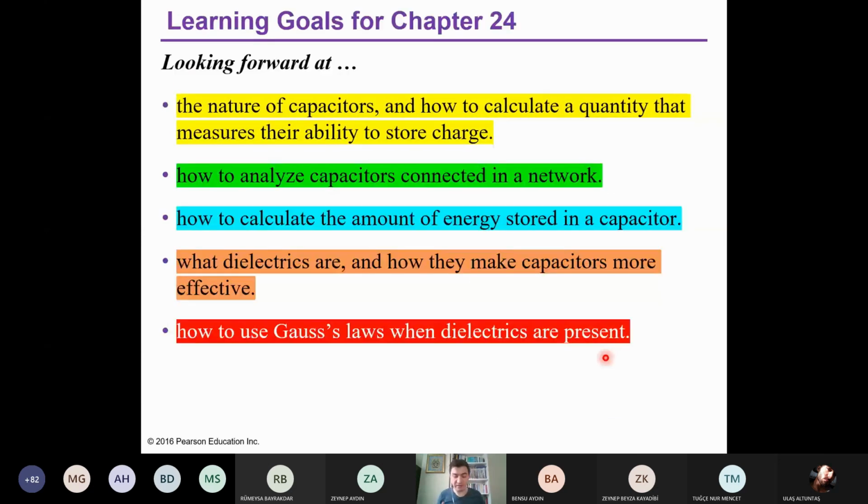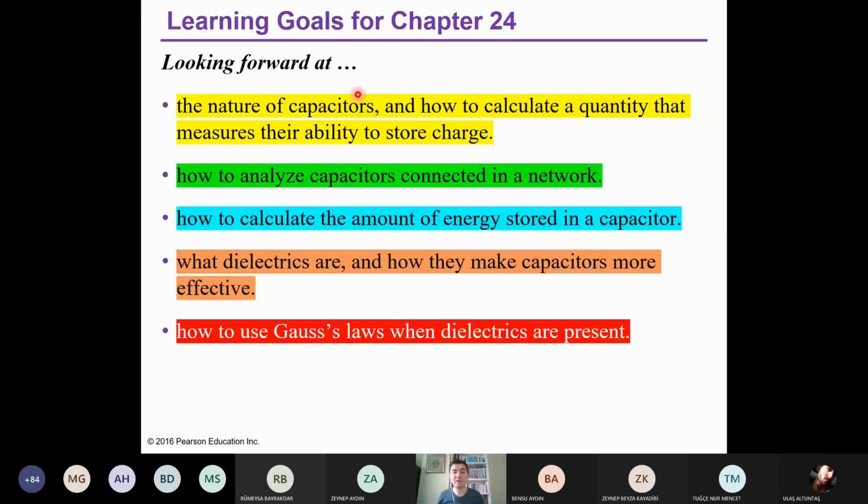Actually, let me tell you something here. Capacitors are related to the electric potential, which we have learned during the last lecture. And if you know the electric potential, then you can better understand the capacitors. Especially when you are dealing with the problems of this chapter, your previous information on electric potential will be very helpful. Don't forget this one.